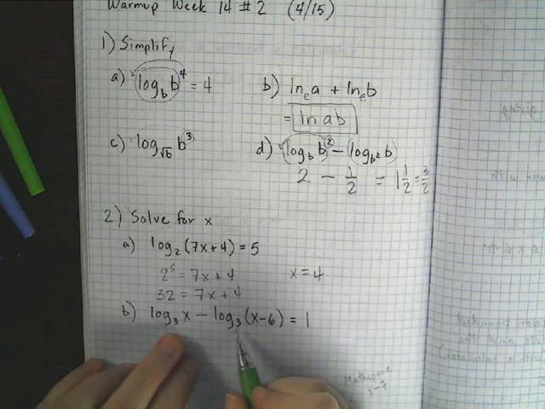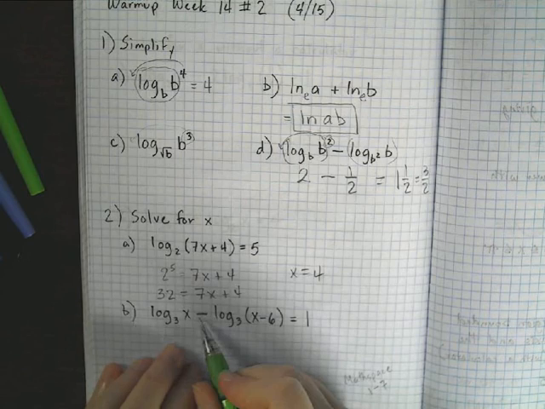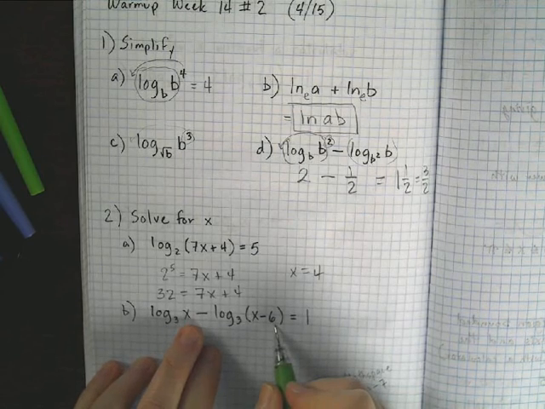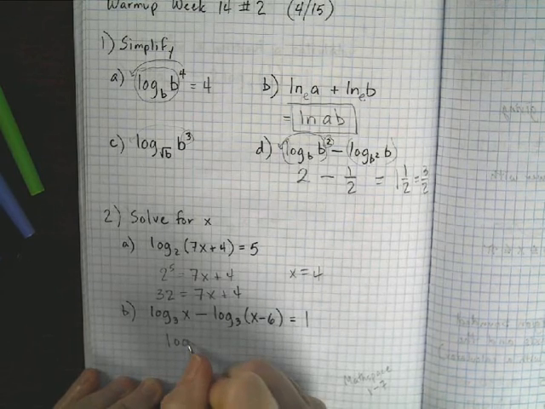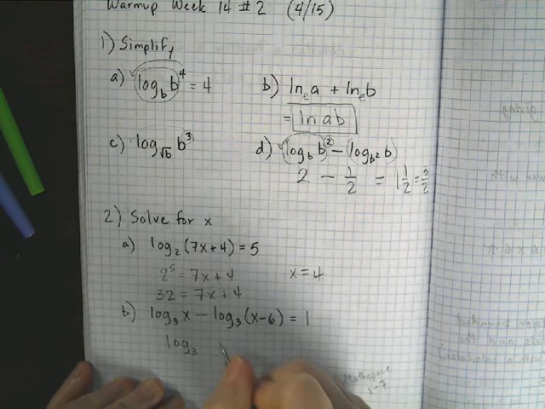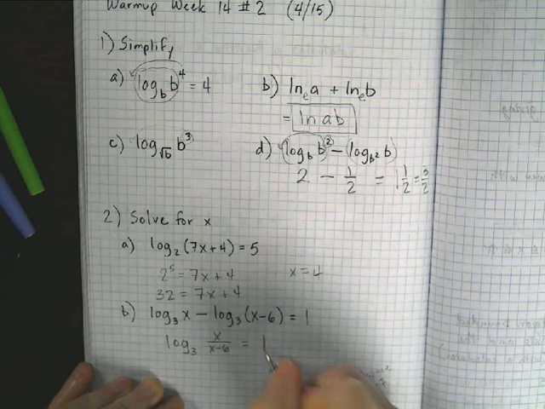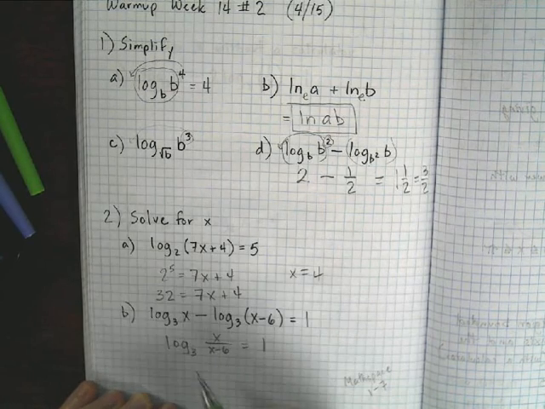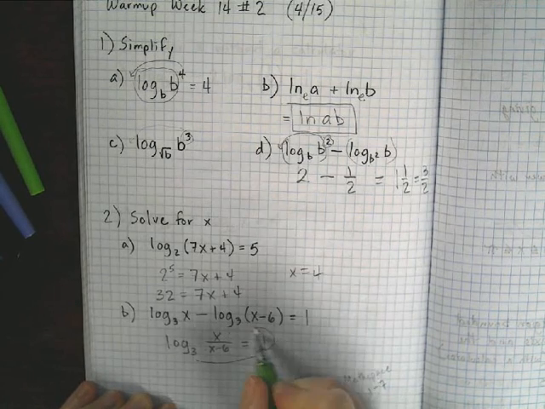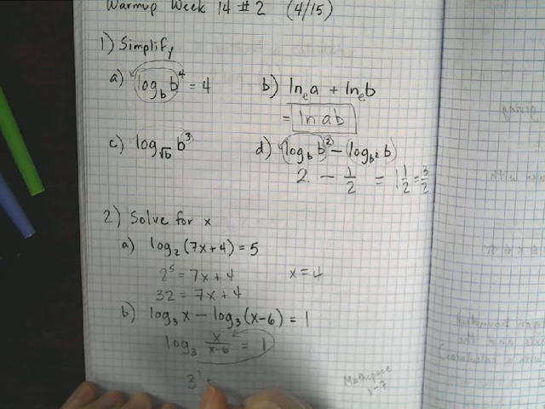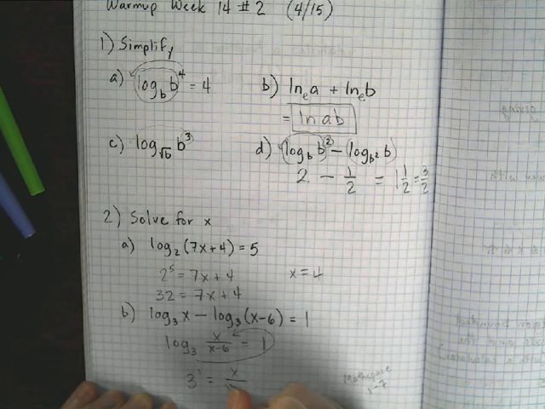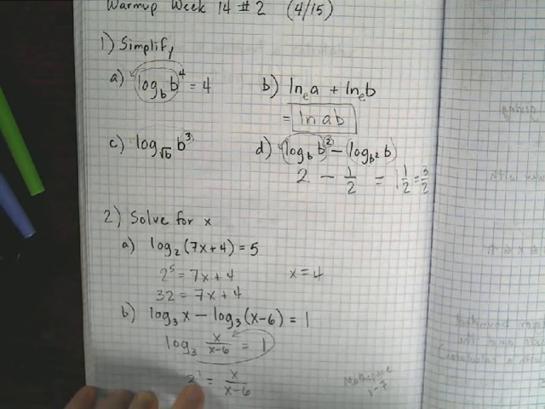So since they have the same base and I'm subtracting, I can go ahead and divide these. So log base 3 of x divided by x minus 6 is equal to 1. And then I can change it to exponential form. 3 to the first equals x over x minus 6. 3 to the first is just 3.